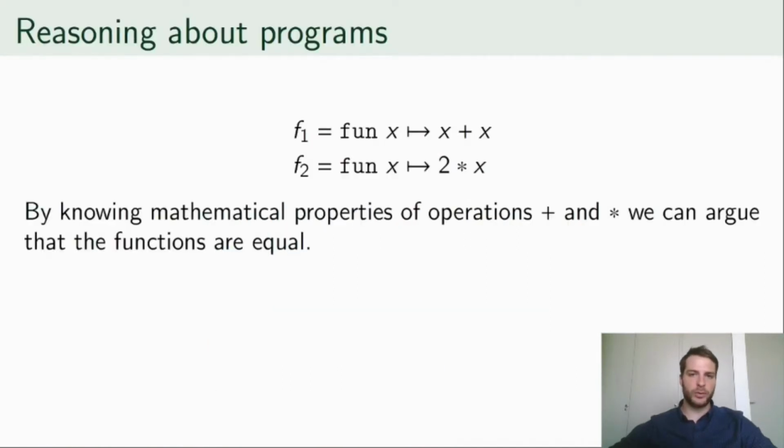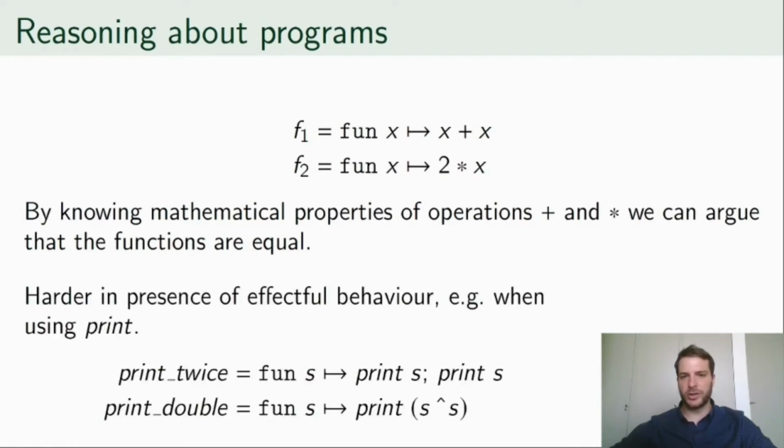When reasoning about programs, we often rely on certain equivalences, such as the ones stemming from mathematical properties. For instance, the functions f1 and f2 can be considered equal since x plus x is equal to 2 times x. Program equivalence gets much harder when we start using computational effects.